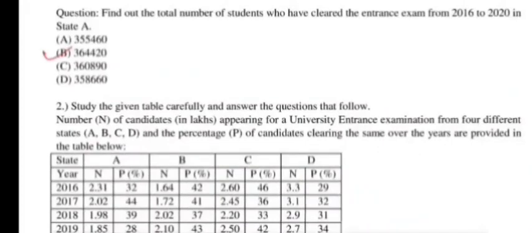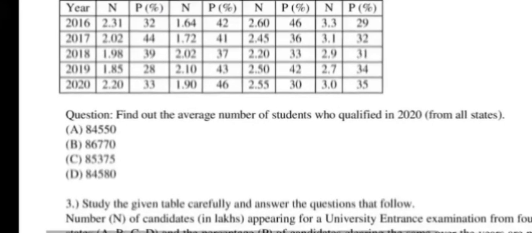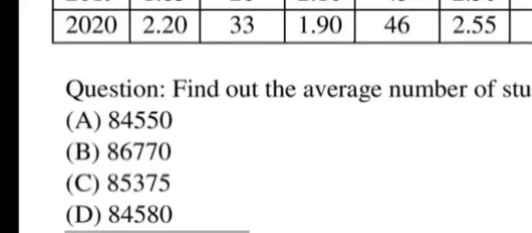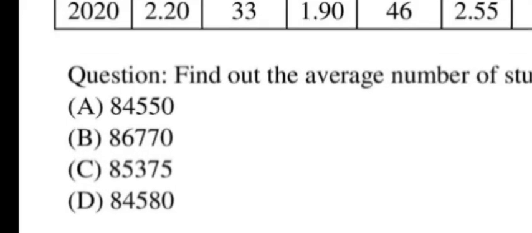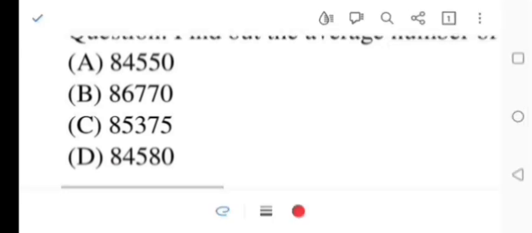Second question, it says study the given table carefully. Same question, I mean same figure, same table, same box. Now after studying that, the second question that we have got is, find out the average number of students who qualified in 2020 from all states. So these are the options: A, B, C, D, 84550, 86770, 85375, 84580. What will be the correct answer? It will be 85375. That means number C will be correct.